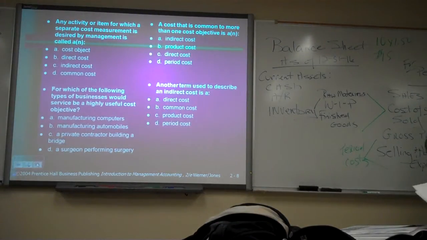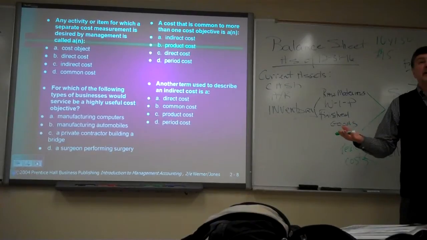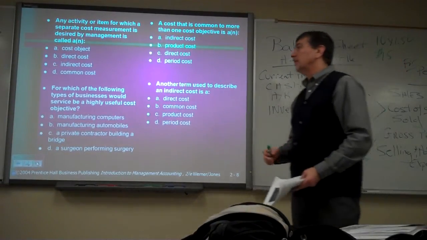So that cost object can be a piece of paper, it can be this glass, it can be a table, it can be a soccer event, it can be a snack stand. It just depends on what you want to measure. What do you want to measure is what we're after.